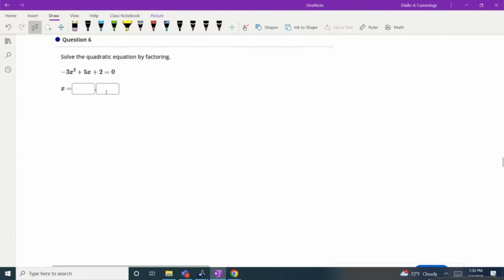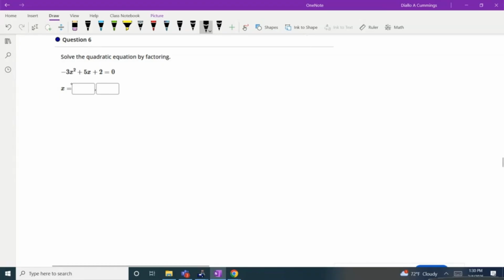The first thing you gotta do is make sure it's in standard form. Standard form means that it's set equal to 0, and the squared term must be positive. But our squared term is negative. But we can force the squared term to be positive.